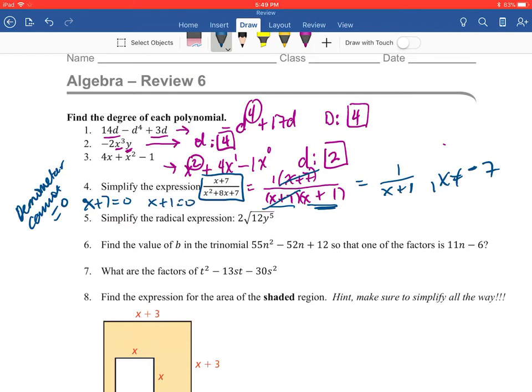Negative 1 plus 1 will give me 0. So x can also not equal negative 1. That is my final answer.